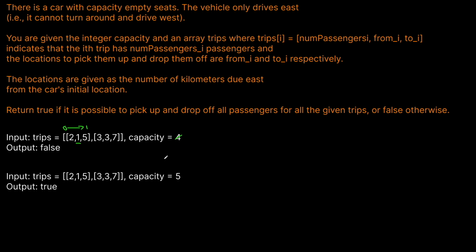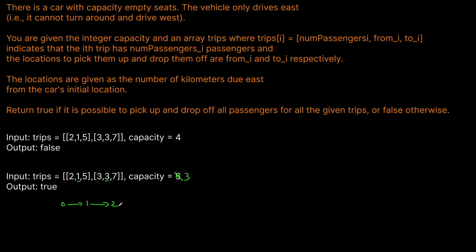Let's look at the other example, which is the same input, except the capacity is 5. Again, we start at kilometer 0, and there are no pickups that need to happen here because nothing starts at 0. So we drive along, and we get to kilometer 1. We can see that at kilometer 1, we need to pick up 2 again, so we pick up 2. Our capacity is now 3, and these 2 people need to get off at kilometer 5.